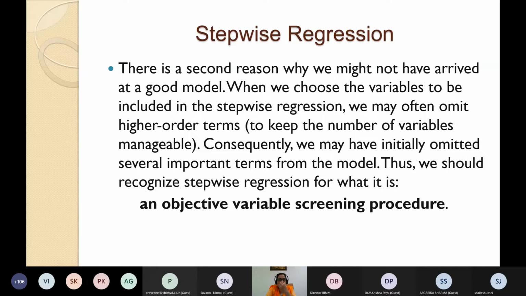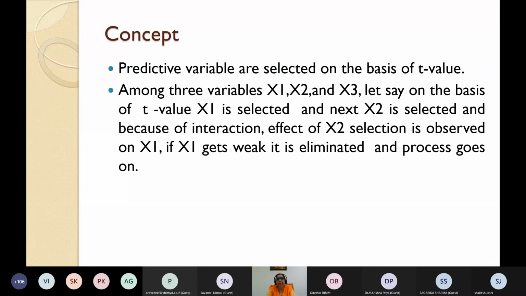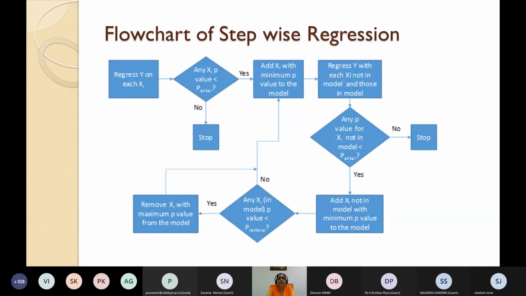So if we identify stepwise regression as just a screening procedure, we have to go for hierarchical regression to bring in the qualitative aspects, the theoretical inputs, or the domain knowledge of the researcher into the perspective. Now let's say predictive variables are selected on the basis of t value. There are three variables, x1, x2, x3, and on the basis of the value of t, you select x1, x2, and some interactions to get the equation.